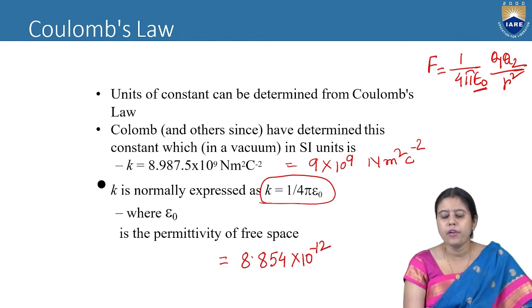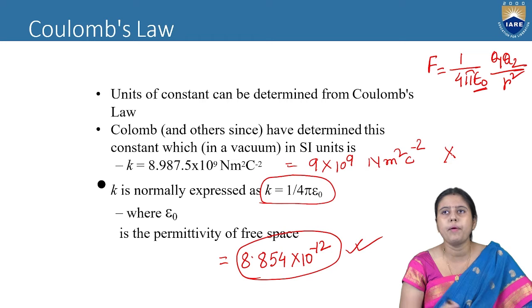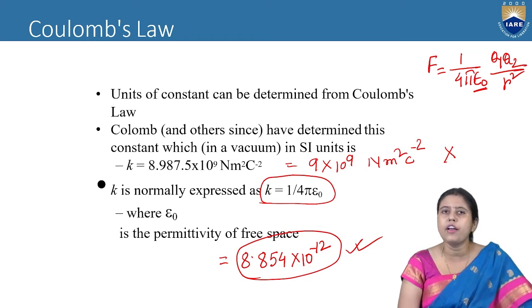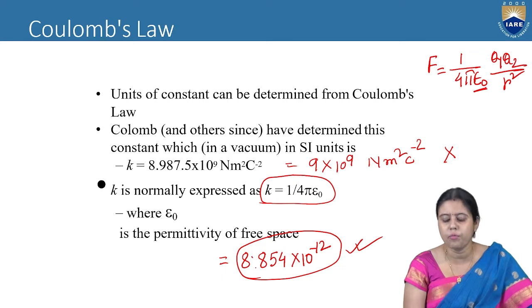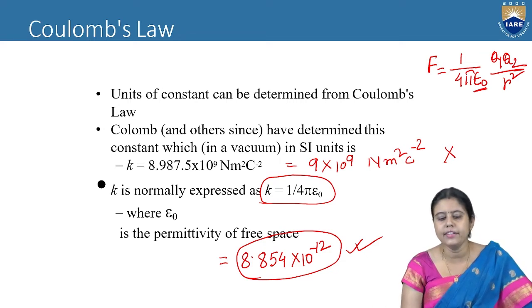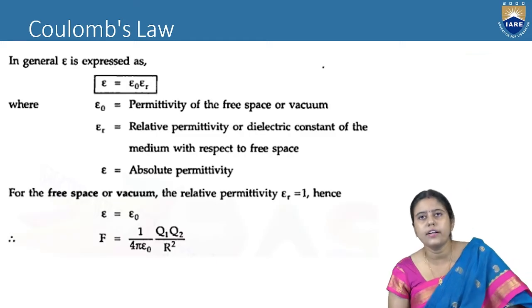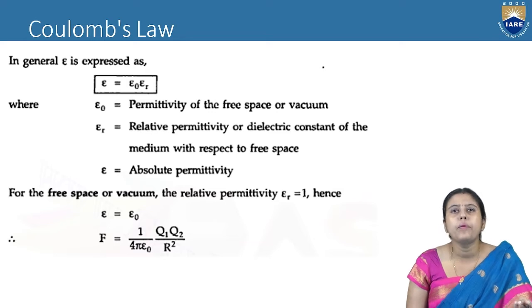For any type of problem you have to remember this value. There is no need to remember the K value. You only have to remember the value 8.854 into 10 to the power minus 12, which is the value of epsilon 0. Epsilon 0 is for free space, and free space means vacuum or air.